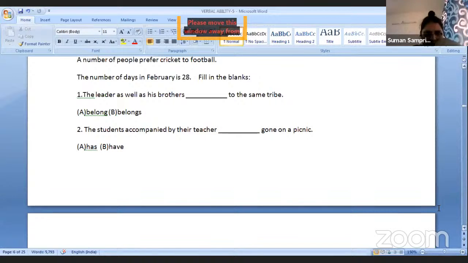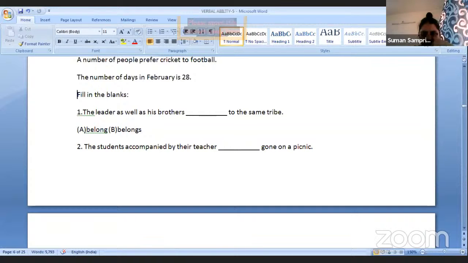Now just tell me the answer to this question, the fill in the blanks. First question. Any idea? Okay, Mrinmoy, I got it. Thank you so much. You all are awesome. That's why the session is going awesome. Next, answer a bit. Yes, the leader as well as his brothers. Correct. Why? Because this word "as well as", whenever it joins two different nouns, the first subject decides, not the second one. This is the answer.